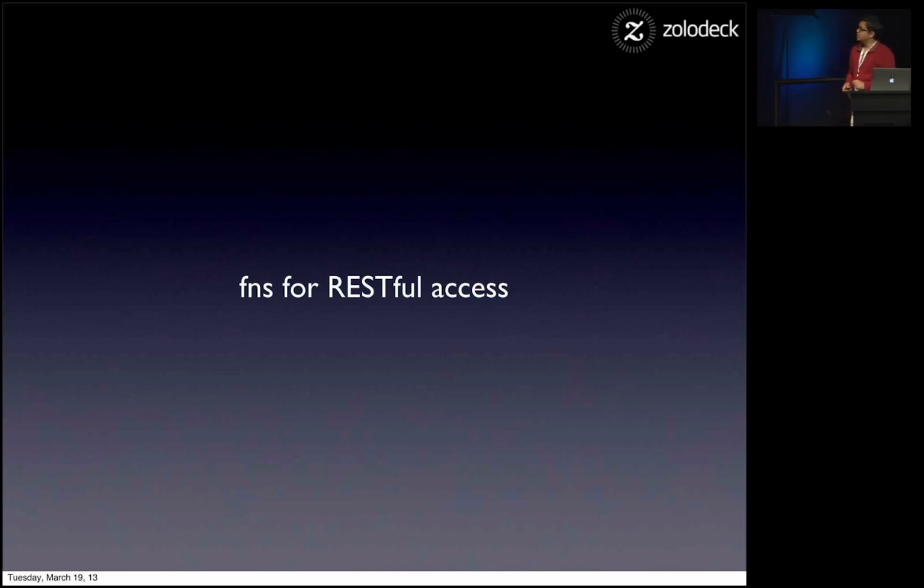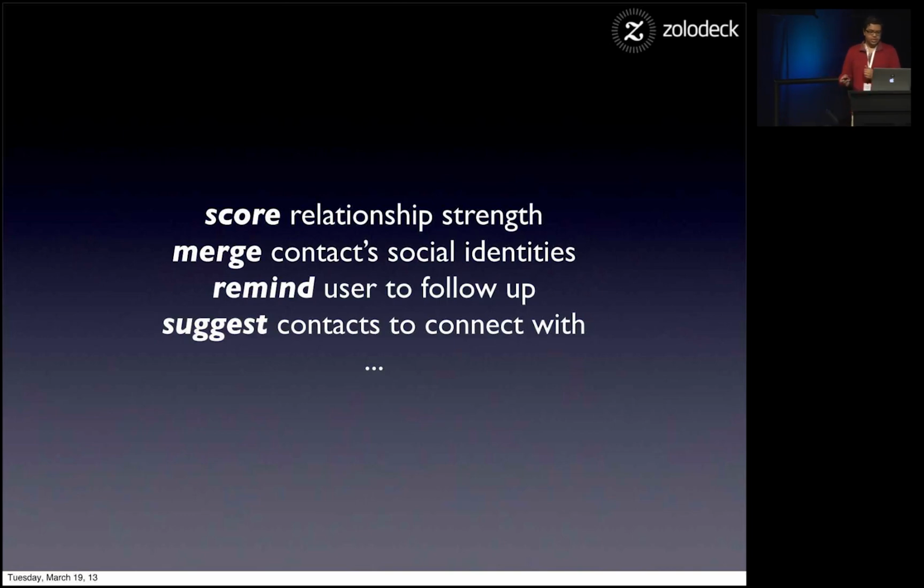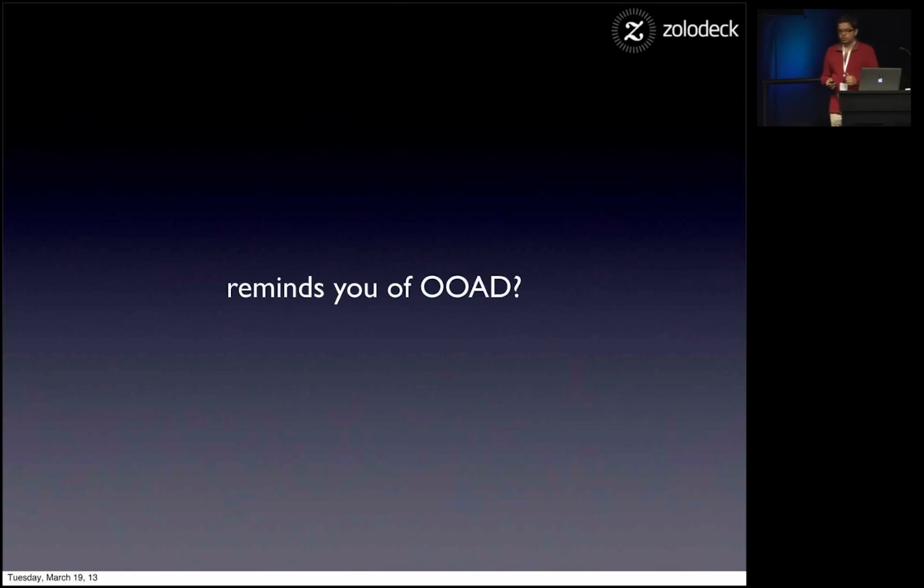Okay, so let's quickly look at the domain namespace that we've talked about so much. Here's some examples of the kind of stuff that lives here, right? Scoring relationship strengths, merge a contact's social identities, remind a user to follow up with someone, suggest some contacts. If you think about these things, the pattern is there's a verb which is acting on a bunch of nouns, right?